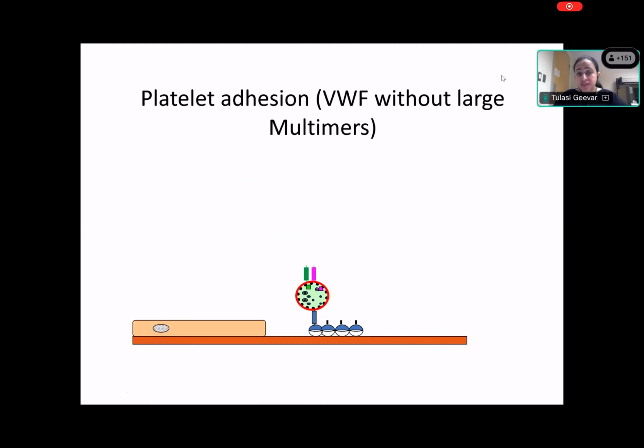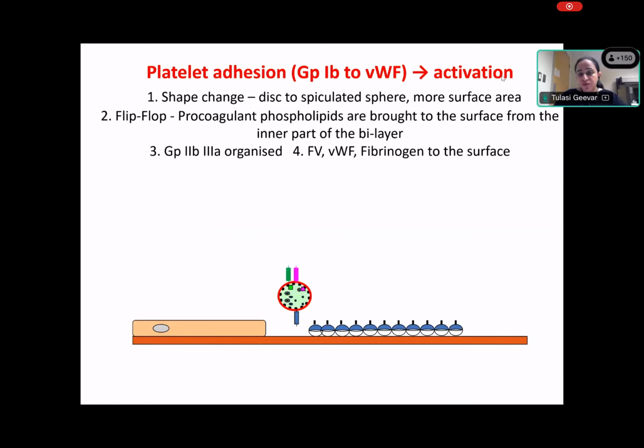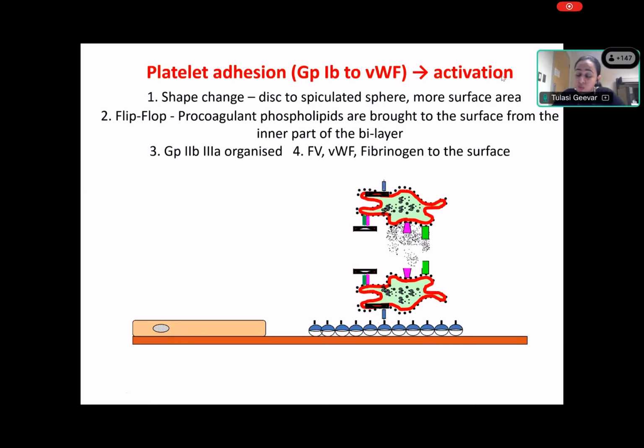Now, if the von Willebrand factor is not of a large multimeric form, it does not offer sufficient binding sites for the platelets to slow down and finally adhere to the vessel wall. So this is important when you understand the concept of von Willebrand disease and especially the qualitative defects of von Willebrand disease. So it is important that the von Willebrand factor is of the large multimeric form so that it can efficiently cause the platelet to adhere to the vessel wall and cause platelet activation.